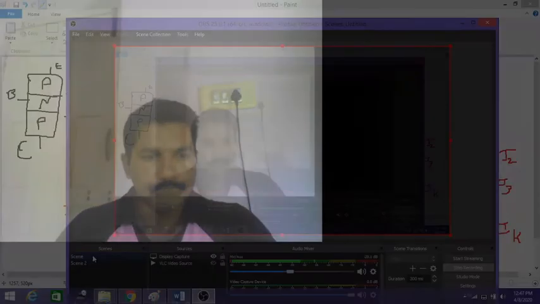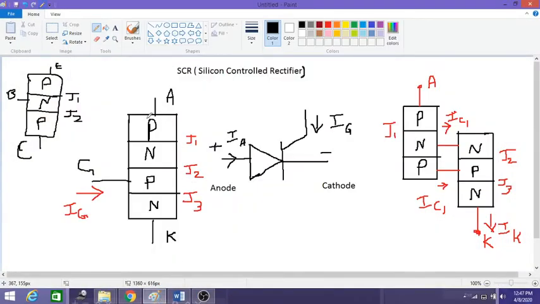So now we will look into the construction of the SCR. The construction of SCR looks somewhat similar to the transistor. A transistor has three layers, two junctions and three terminals, that is emitter, base and collector, whereas the SCR, the silicon controlled rectifier, has four layers, that is PNPN, and three junctions, that is J1, J2 and J3, we can name it like this. And we need two types of material to construct the SCR, that is P-type material and N-type material.